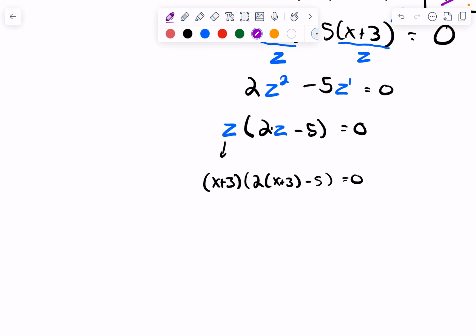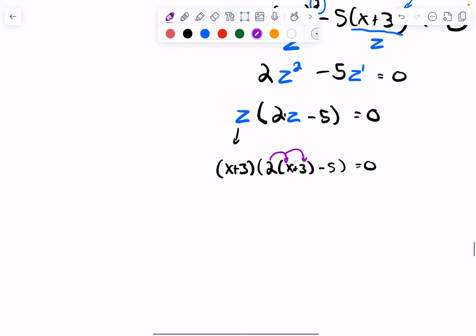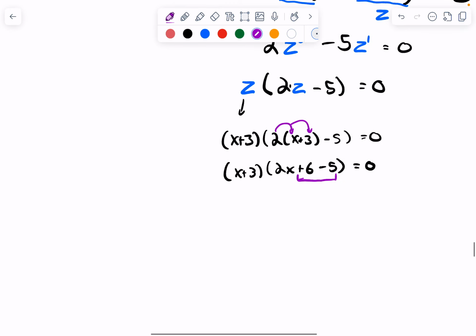And then we have a bracket within a bracket, so distribute this 2 in to both of these terms. So you have x plus 3, 2x plus 6 minus that 5 still. And now collect these like terms right here. So you'll get x plus 3, 2x plus 1. And there you go, you have it in factored form.